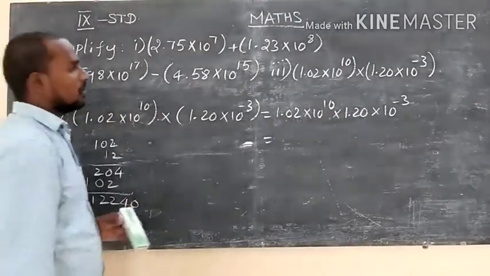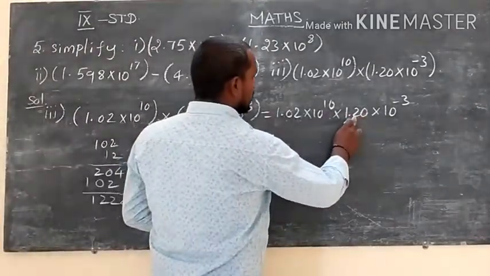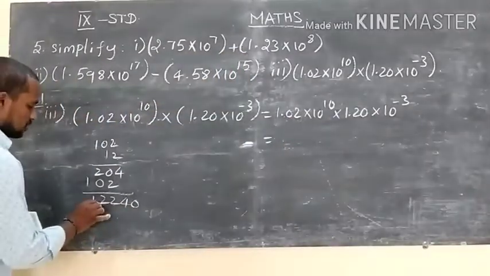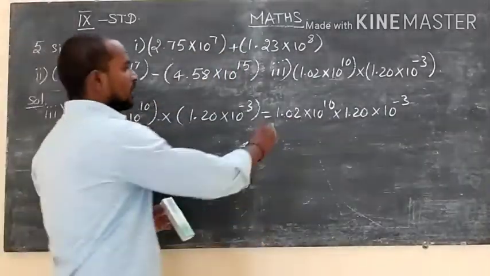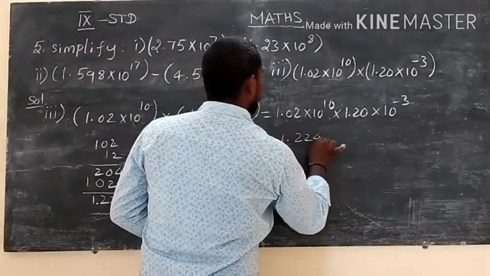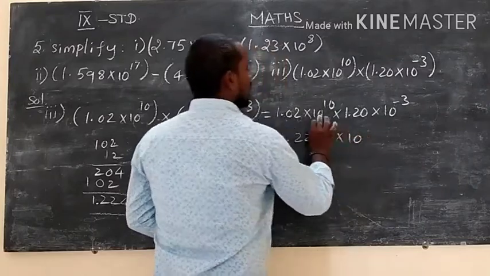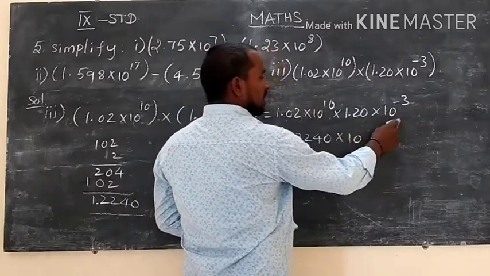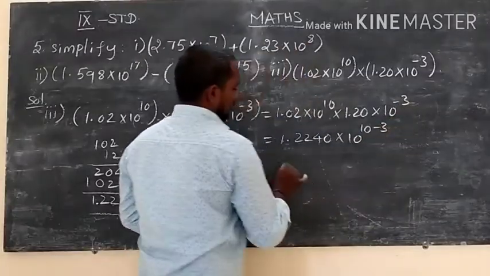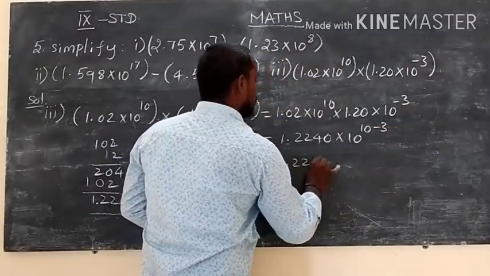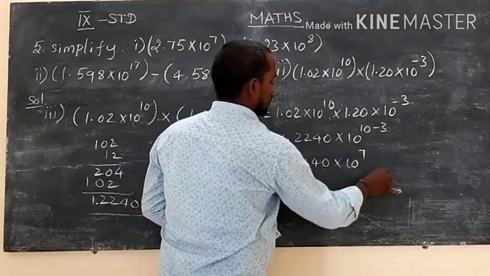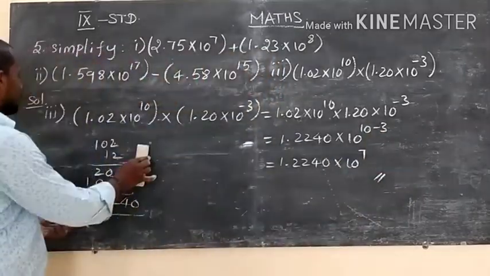Then overall, converting the decimal: 1, 2, 3, 4, four numbers. Here the decimal. So the product of these two values is 1.2240 × 10^. The bases are equal, so sum of the powers, 10 plus minus 3, is equal to 1.2240 × 10^7. 10 minus 3 is 7. That's all, the answer of the third question.